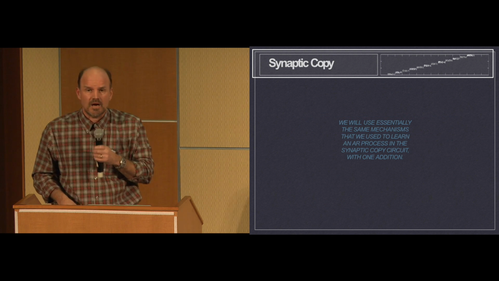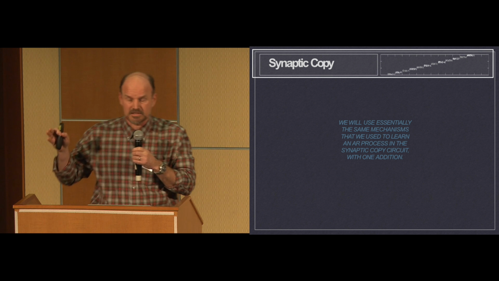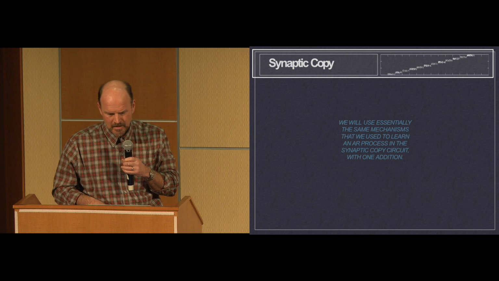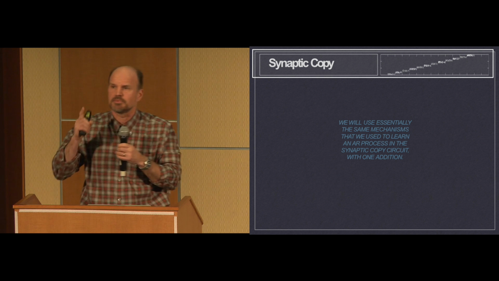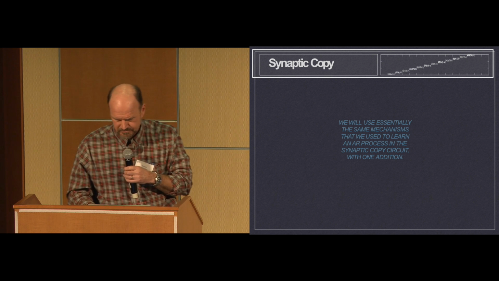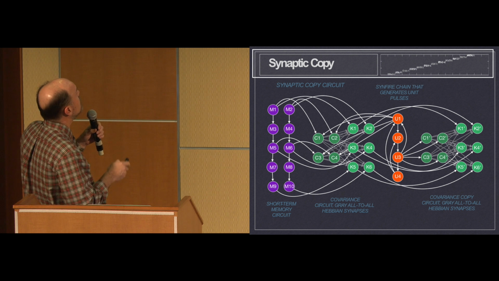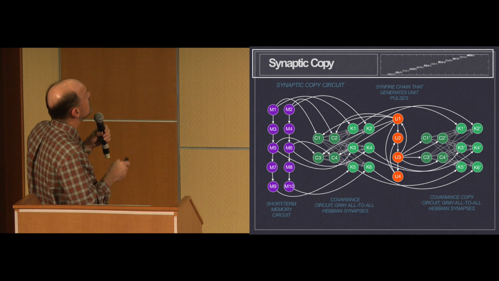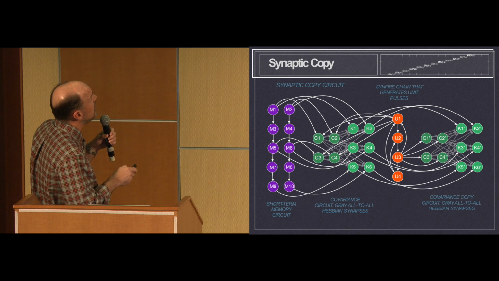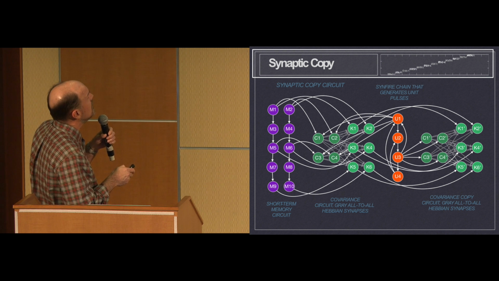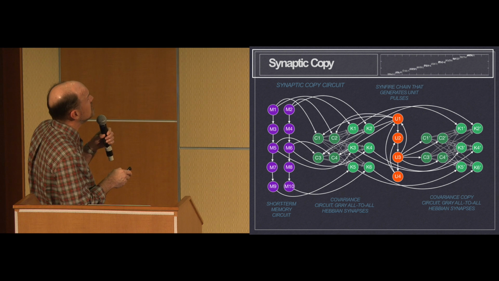Okay, so now we've got all the mechanisms that we need in order to copy synapses. And there's one conceptual addition which I'll point out. So here's a synaptic copy circuit. We have, again, a short-term memory circuit, and then the input and output to some Hebbian synapses, which I'm showing in gray now. The white synapses, again, are fixed synapses.